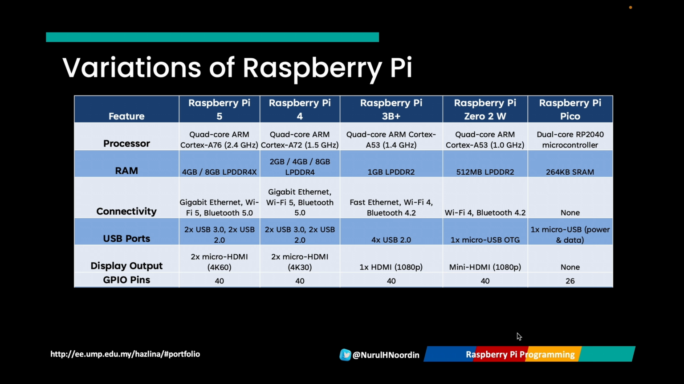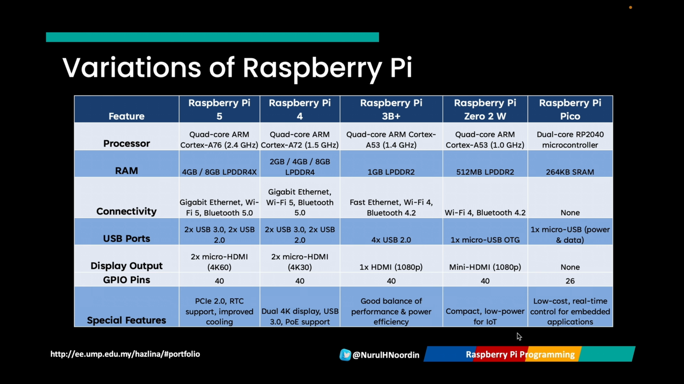Finally, let's have a look into its GPIO capabilities. GPIO allows Raspberry Pi boards to interface with sensors, motors, and other hardware devices. The Raspberry Pi 4, 3B Plus, and Zero all have 40 GPIO pins, making them versatile for electronics projects. The Raspberry Pi Pico also has 26 GPIO pins, but is designed specifically for microcontroller-based projects, offering additional flexibility for embedded systems.